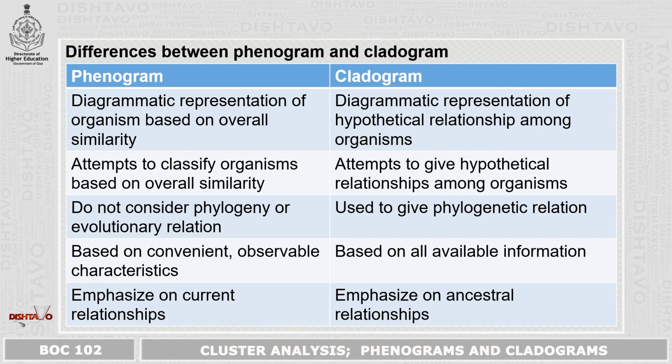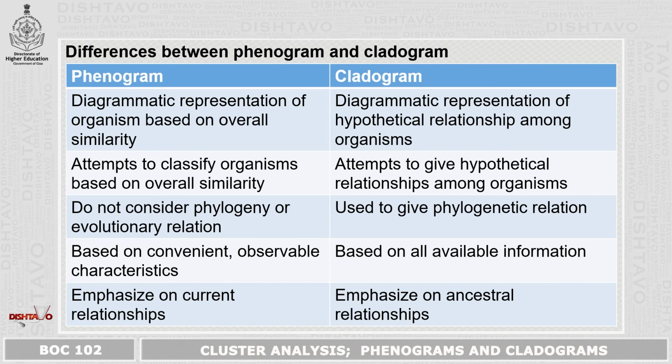Now come to the differences between phenogram and cladogram. A phenogram is a diagrammatic representation of organisms based on overall similarity, whereas a cladogram is a diagrammatic representation of the hypothetical relationship among organisms. Phenogram attempts to classify organisms based on overall similarity, whereas the cladogram attempts to give a hypothetical relationship among the organisms. So there is a huge difference. Phenogram will give the actual fact, whereas the cladogram will try to give a hypothetical relationship between the organisms.